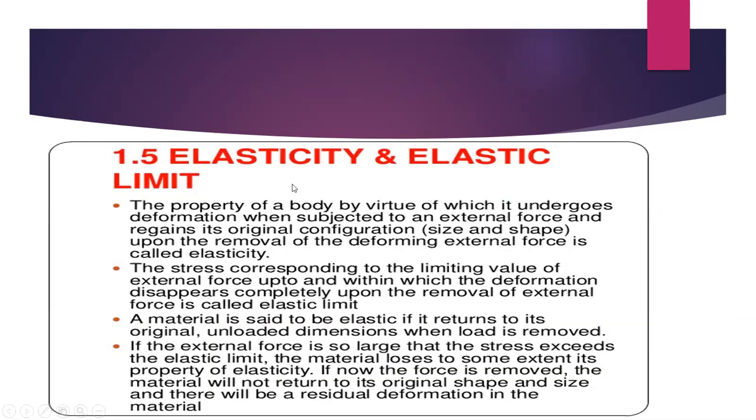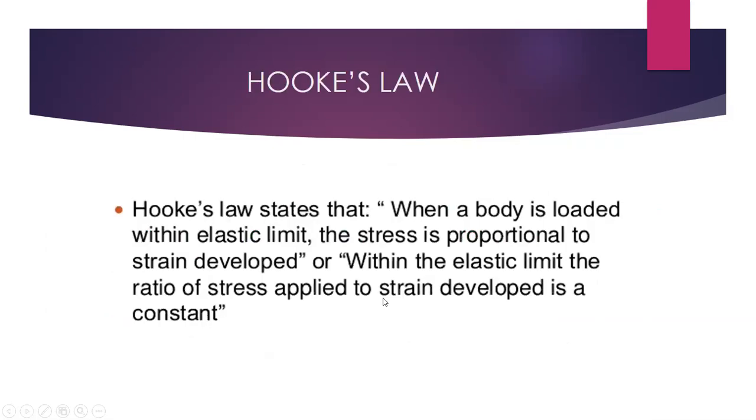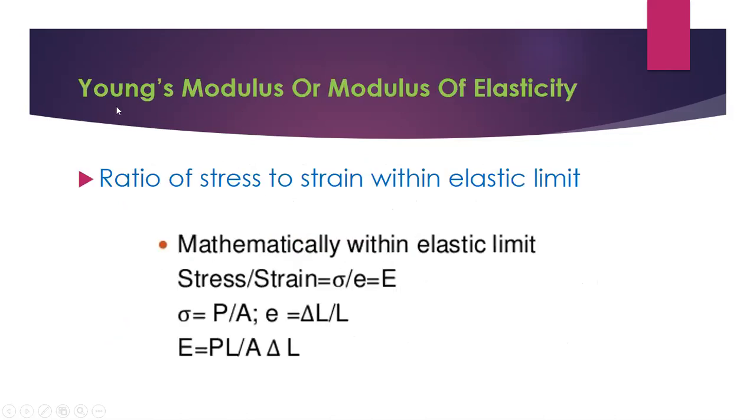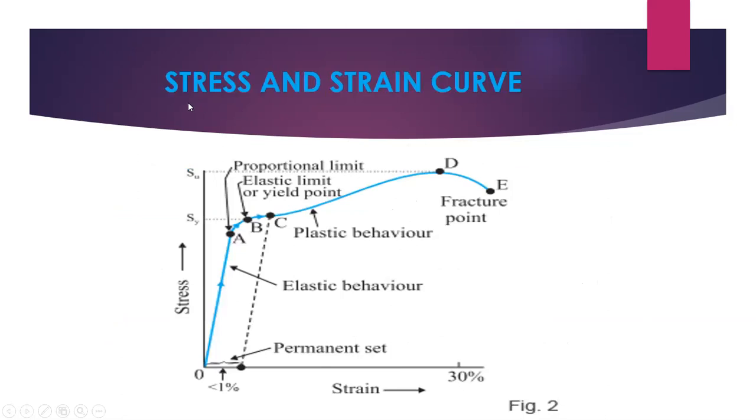Two problems we discussed. Then what is elasticity? What is the elastic limit? Then Hooke's law is stress is proportional to strain, or stress divided by strain is a constant. That constant is known as Young modulus or modulus of elasticity. Then the stress and strain curve: there is a proportional limit, elastic limit, plastic behavior, fracture point, and ultimate strength.